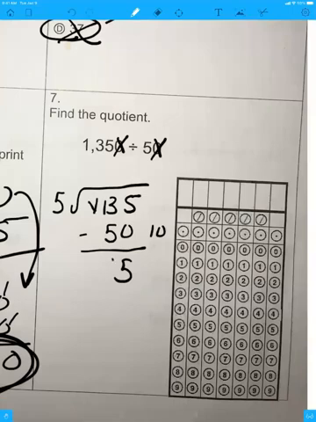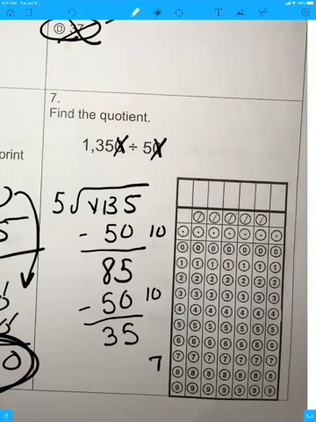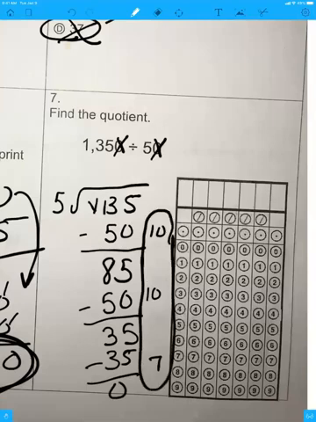15, 85. So now we know when we've taken 10 out, we took 10 5s out, so we're down to 85. 5 goes into 85, I can do another 10. So now I'm going to take out another 50. That leaves me with 35. So now I've got a pretty easy problem here, right? 5 goes into 35, 7 times, 35, nothing left over. You add up these, and that's your answer.